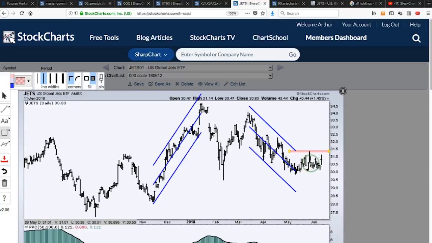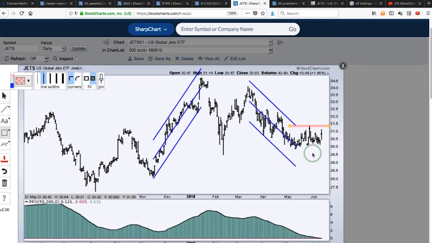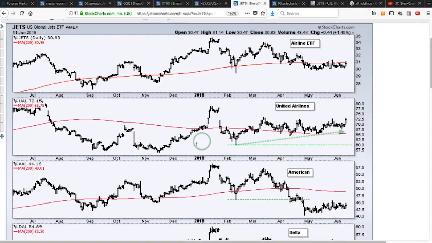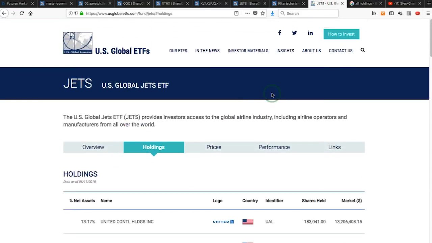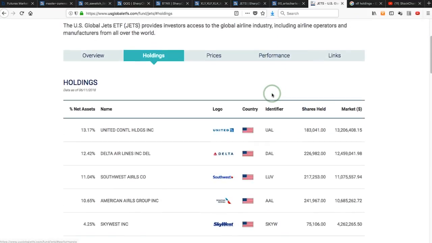You can see we got that big surge in May, but we fell back. We got a surge yesterday up 1.5%, but we need some follow through to get any kind of a breakout worth its salt. Now I went to the Jets website here. There you can see it, U.S. Global ETFs, to look at the holdings.